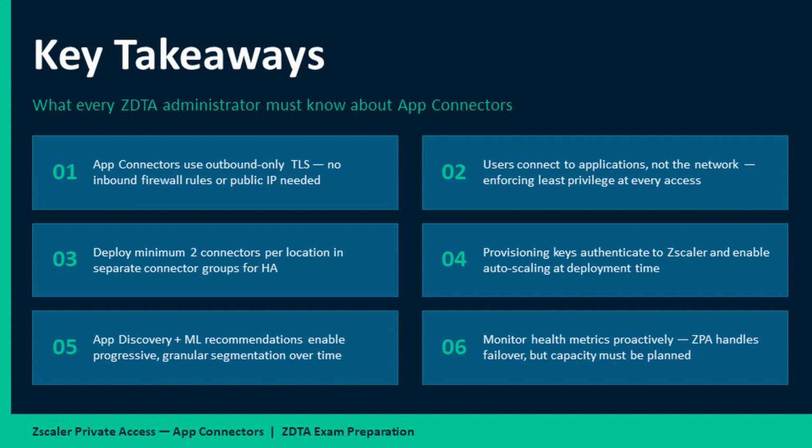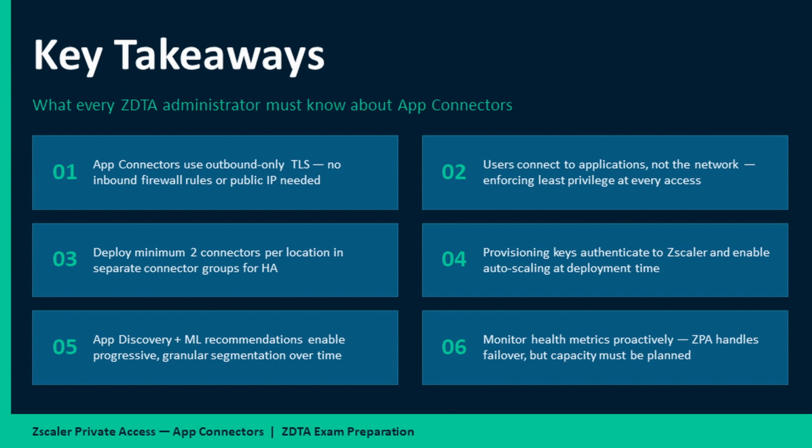1. App connectors use outbound-only TLS. There are no inbound firewall rules and no public IP addresses required. 2. Users connect to applications, not the network. This is the foundation of least privilege access in ZPA. 3. Deploy a minimum of 2 connectors per location in separate, logically distinct connector groups. 4. Provisioning keys are how connectors authenticate to Zscaler and how you enable auto-scaling.